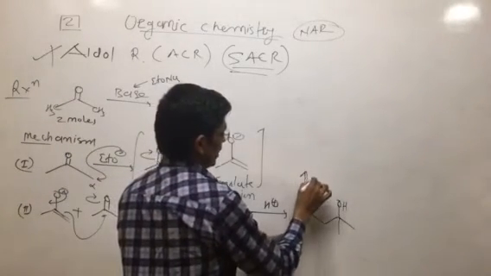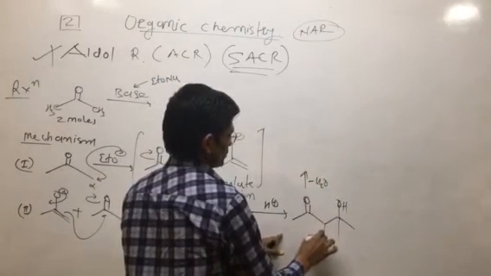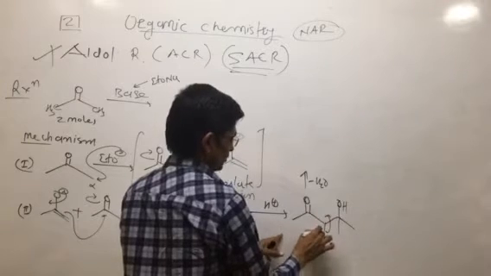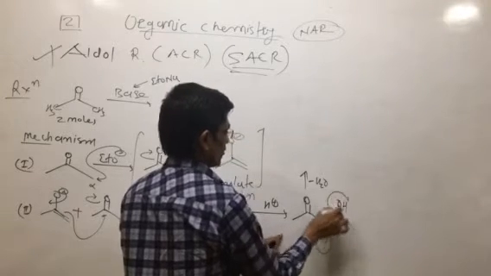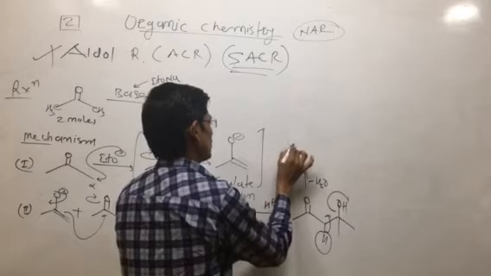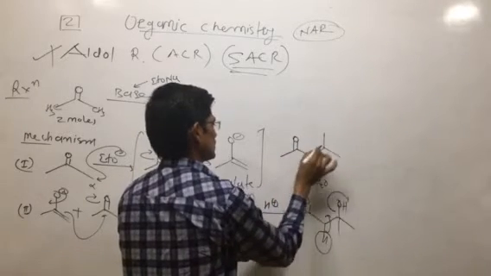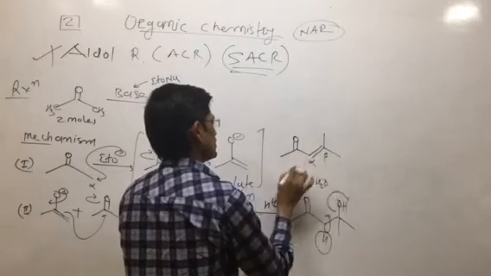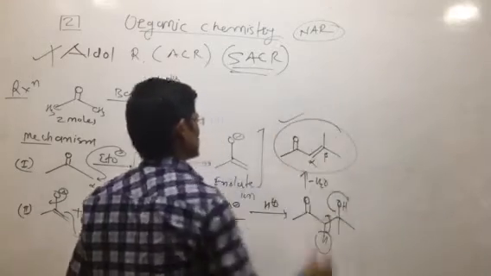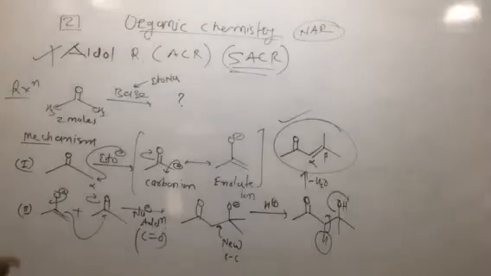This is the dehydration, meaning condensation. The alpha hydrogen atom from the alpha carbon and the hydroxy from the beta carbon are lost as a water molecule. This CH3 C double bond O becomes a double bond between alpha and beta. So this is called an alpha beta unsaturated carbonyl compound. This is a simple aldol condensation reaction.